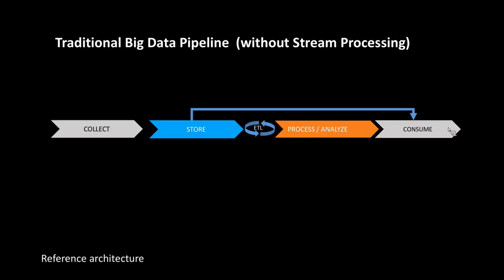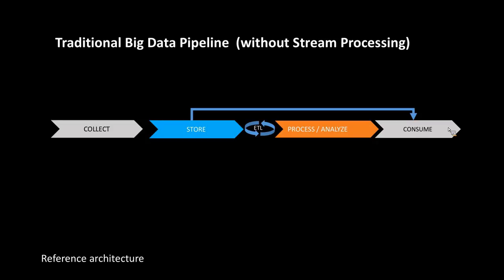Then you have downstream of that the processing and analysis, and as shown, the relationship between the store and the processing is typically an iterative one. So multiple passes are typically done, especially in batch processing. And then finally you have consumption, where you may have some data coming directly from the processing or analysis, but you may also be dipping back into the store to take advantage of data that's persisted there.